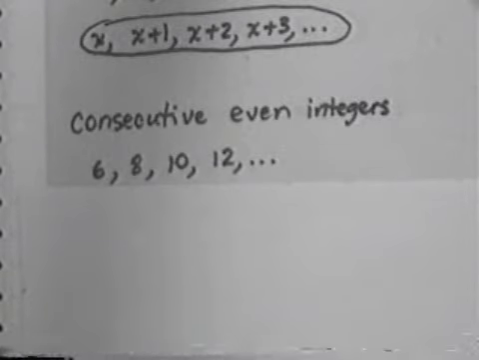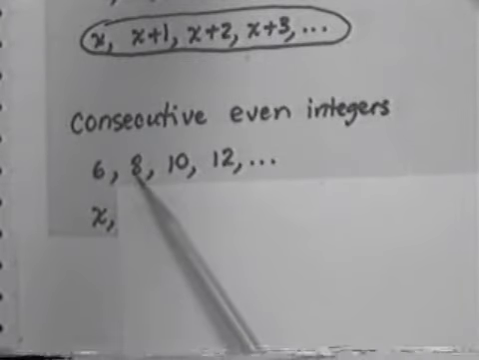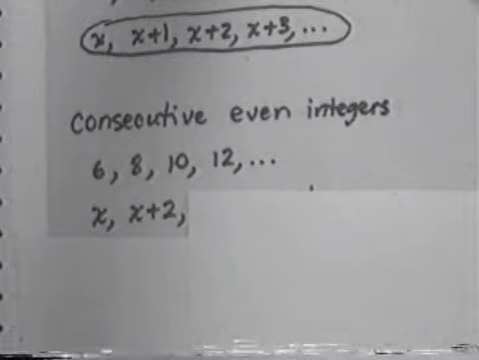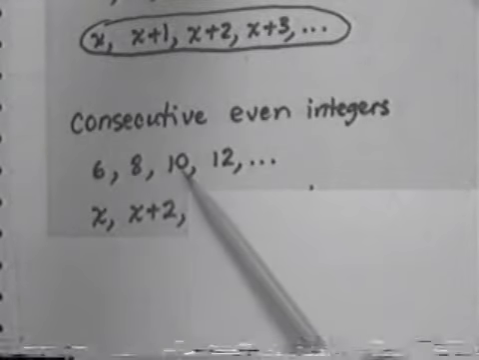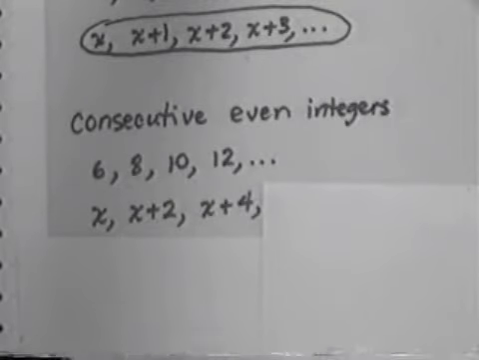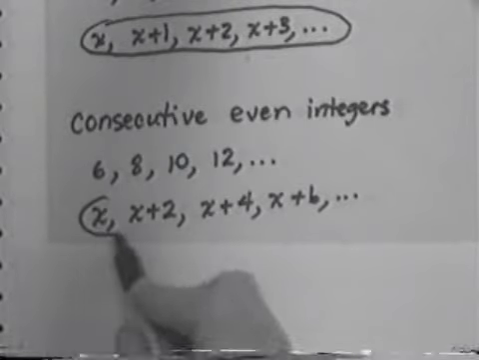To write these as formulas, we'll use x as our first one, as usual. Now, how do we get from 6 to 8? This time we have to add 2. And so my next even integer would be x plus 2. To get to the next one, from 8 to 10, I add 2 again. Add 2 to x plus 2, and I get x plus 4. And then x plus 6, and so on and so on. And so the formulas that I would use to represent consecutive even integers would be x for the first one, and then x plus 2, x plus 4, x plus 6, and so on.